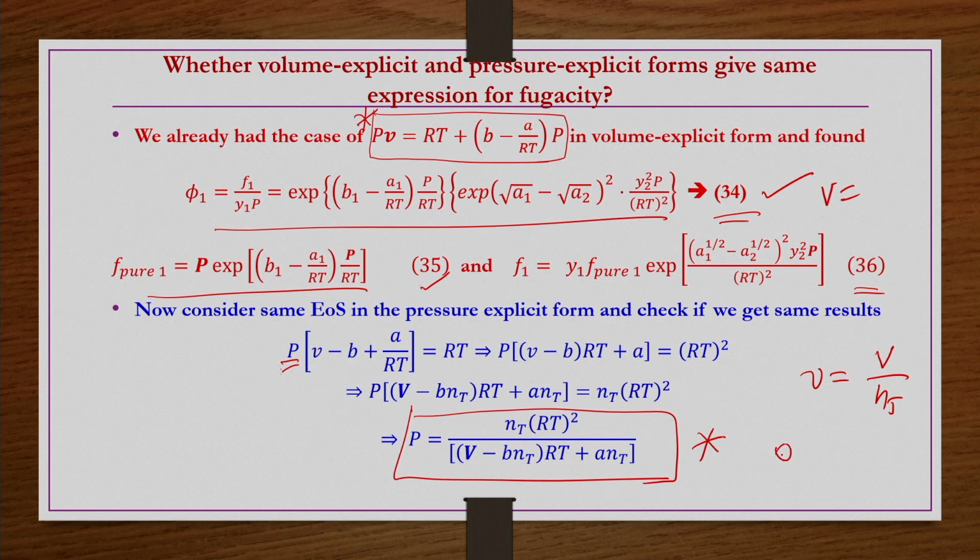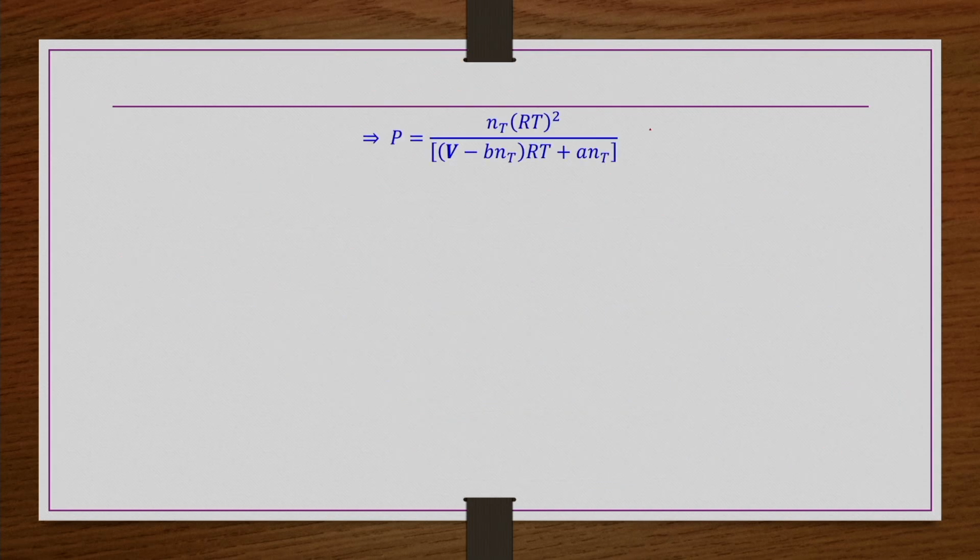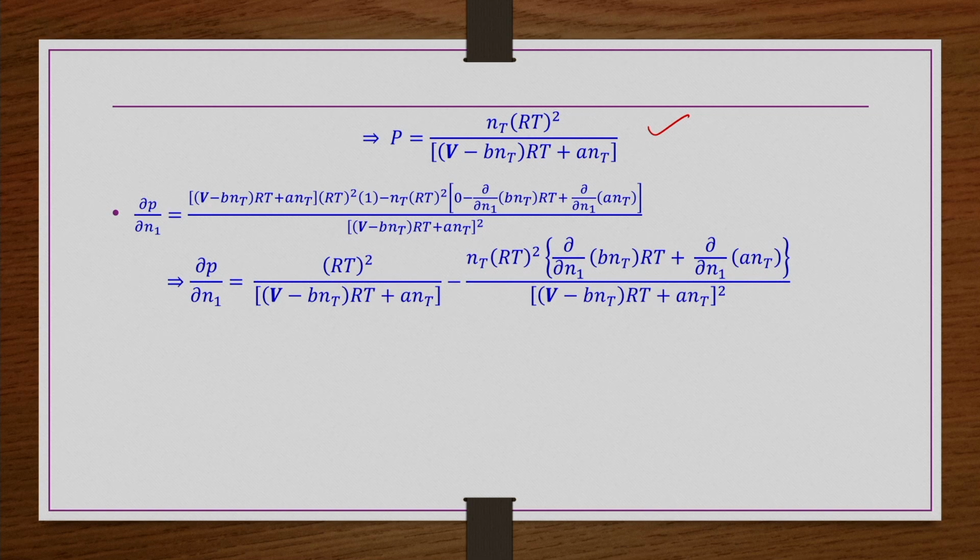For phi 1 I have to find dou p by dou n1, because RT ln phi 1 is nothing but the integral from V to infinity of dou p by dou n1 minus RT by V dV, minus RT ln z. So, dou p by dou n1 we have to find out. This is the P in pressure explicit form. Van der Waals equation is this one. So, this dou p by dou ni is simply d of x by y form. If you do that and simplify, we get this expression for dou p by dou n1.